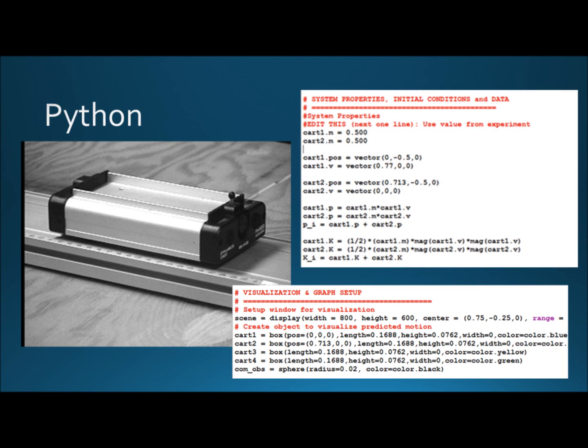I also created a small sphere to represent the center of mass of the observed motion. This helps to show that in an inelastic collision, the two initially separate objects now move together with a single center of mass and velocity.